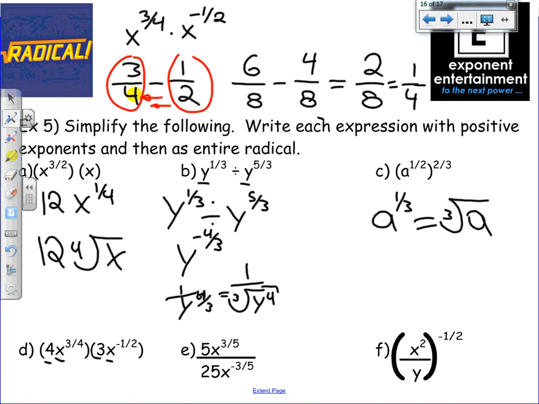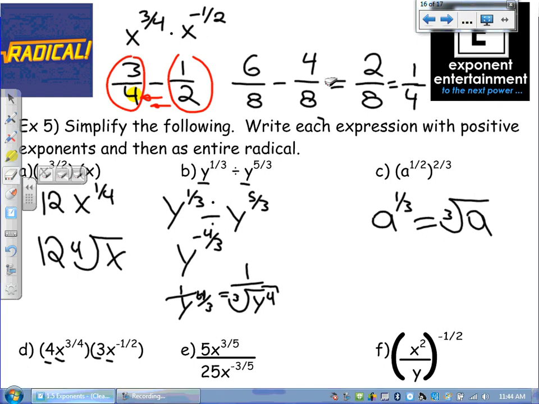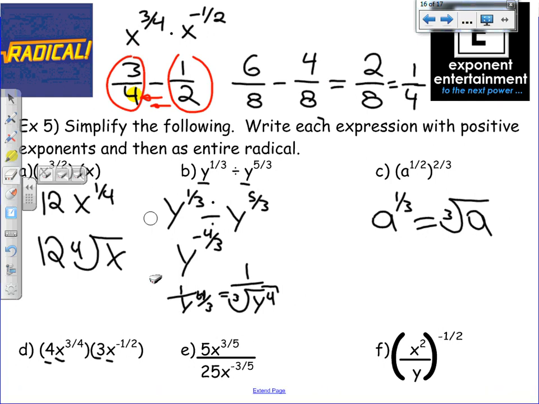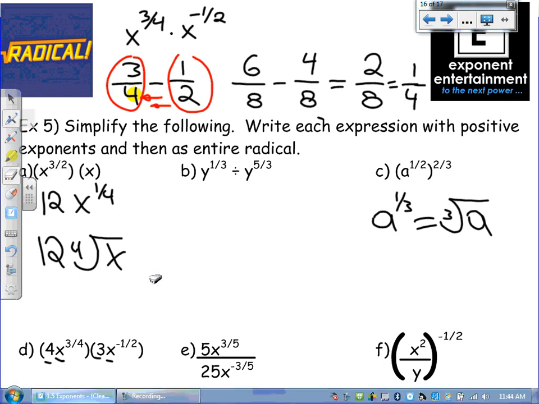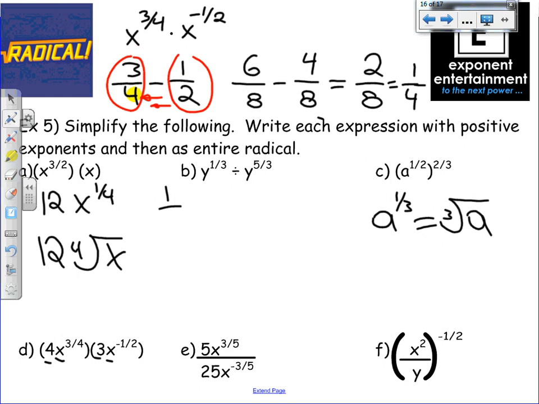X to the power of 3/5 divided by x to the power of negative 3/5. You're subtracting a negative. It's just adding. So you can add those exponents to be 6/5. The 1/5 stays the same. We need to simplify that to be the 5th root of x to the power of 6.